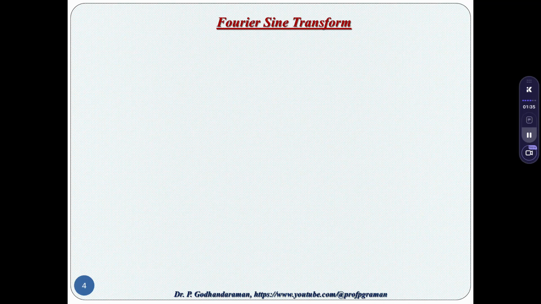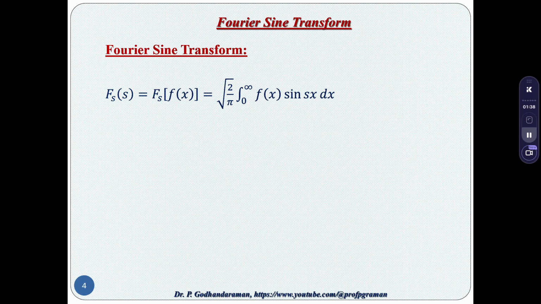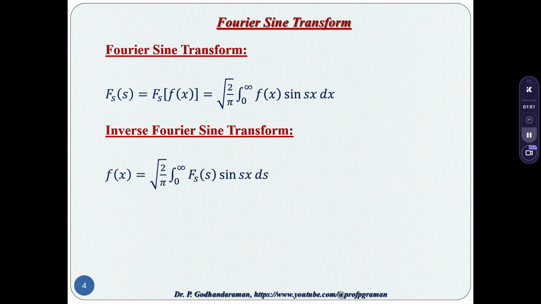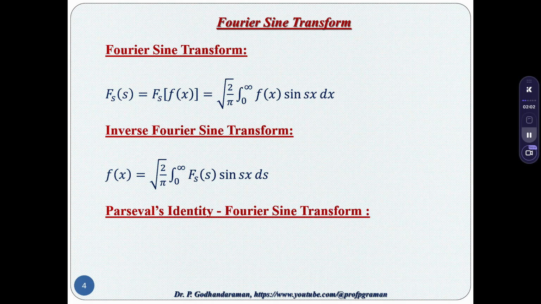And the Fourier sine transform: Fs(s) or Fs[f(x)] is equal to square root of 2 by pi, integration from 0 to infinity of f(x) sin(sx) dx. The inverse Fourier sine transform: f(x) is equal to square root of 2 by pi, integration from 0 to infinity of Fs(s) sin(sx) ds. Parseval's identity for the Fourier sine transform: integration from 0 to infinity of |f(x)|^2 dx is equal to integration from 0 to infinity of |Fs(s)|^2 ds.